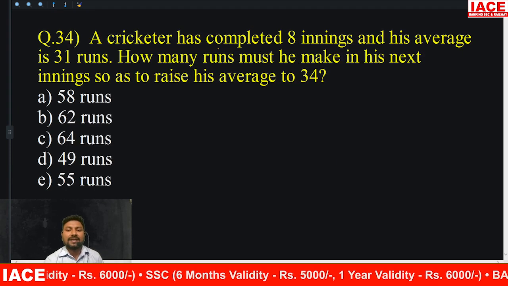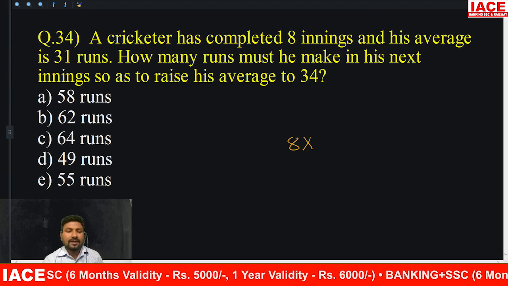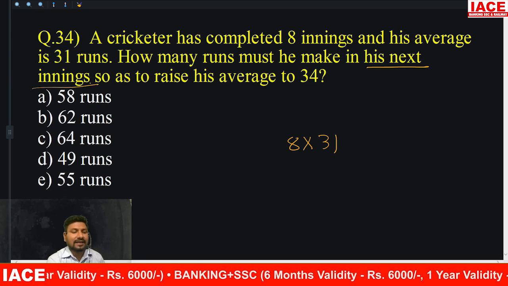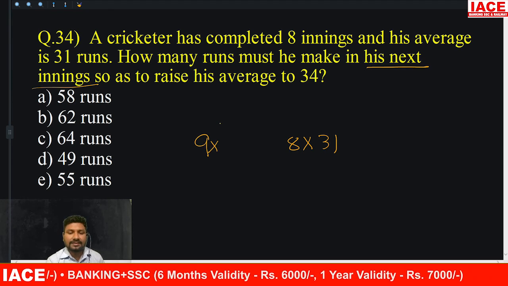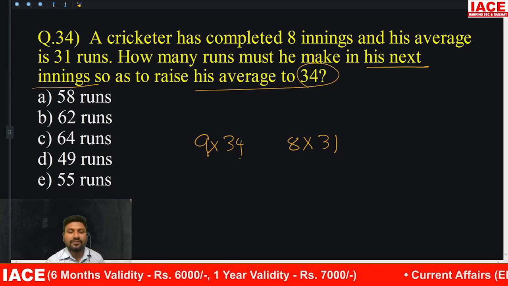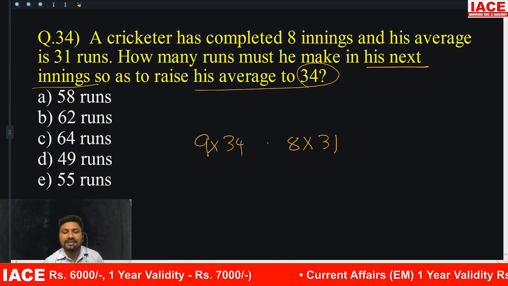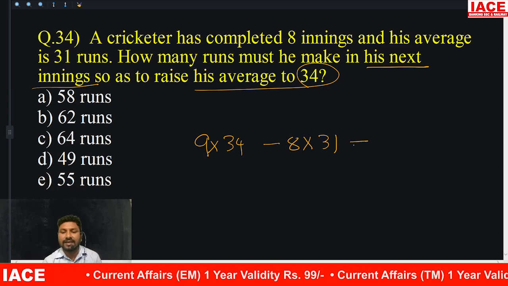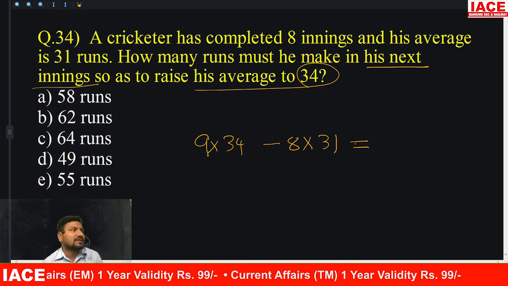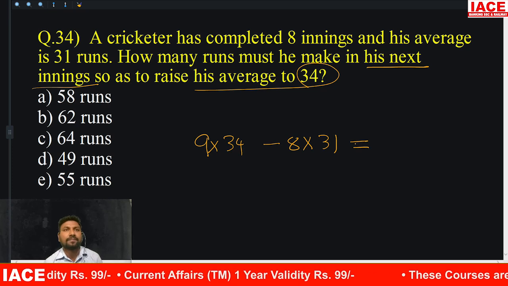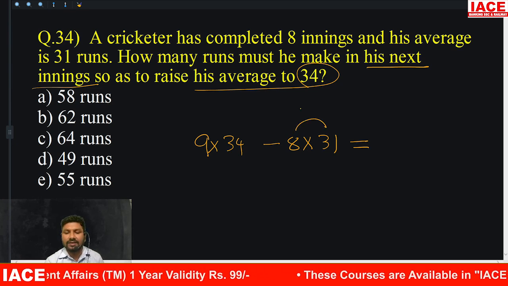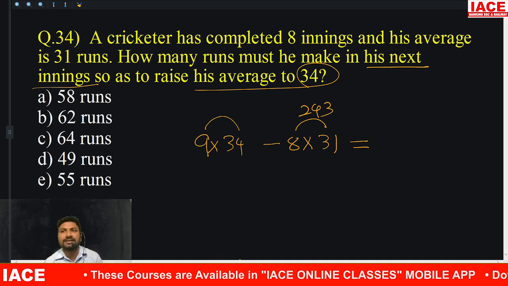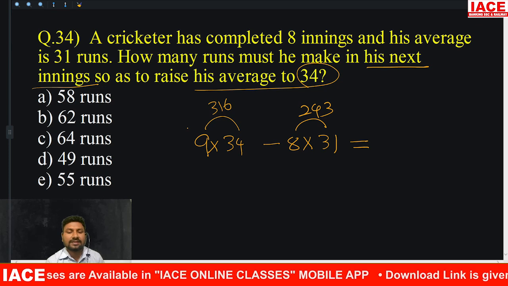A cricketer completed 8 innings with an average of 31 runs. Now how many runs must he score in the next innings? Next innings means it's the 9th innings. The 9 innings average is 34, and the 8 innings average is 31. From the 9 matches total, the 8 matches total will be removed, and you will get the last match score. So 9 into 34: 9 30s are 270, 9 4s are 36, the value is 316.